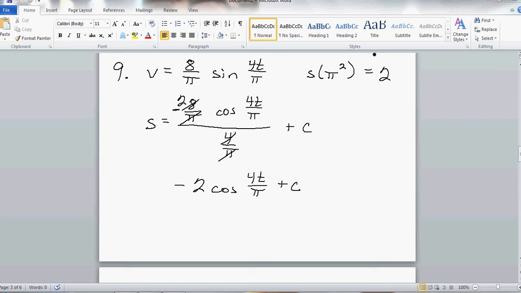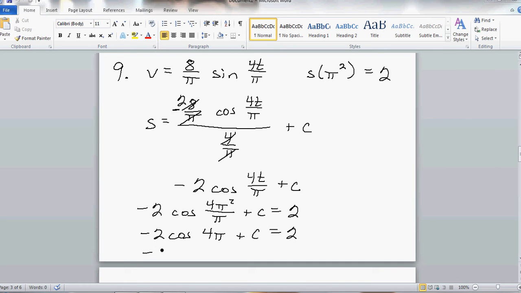Now here's where we can use this information. S of pi over 2 is equal to 2. So we get negative 2 cosine of 4 times pi over 2, over pi, plus c has to equal 2. Negative 2 cosine of 4 pi plus c equals 2. Of course we should remember that cosine of 4 pi is equal to 1. So we get negative 2 plus c equals 2, or c equals 4.